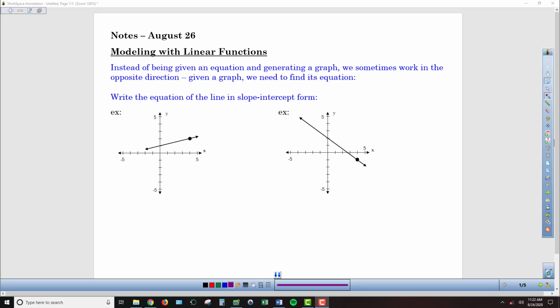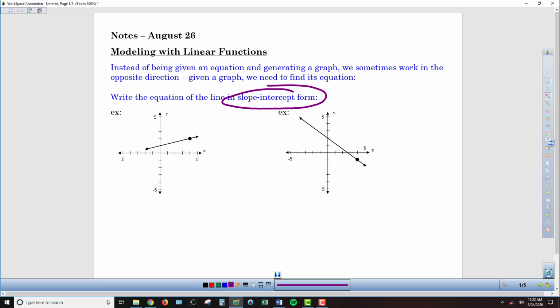There are lots of circumstances where we're working backwards compared to what we did in the previous lesson, where we have a line or some sort of real-life situation and we want to model it using a linear function, a linear equation of some sort. So before we get to an application type circumstance, I want to take a look at a couple of examples where it's just a graph that we want to write an equation for, and we're going to do that using our slope-intercept form.